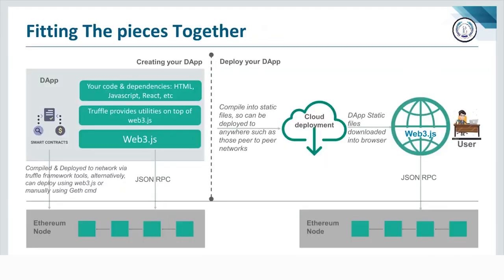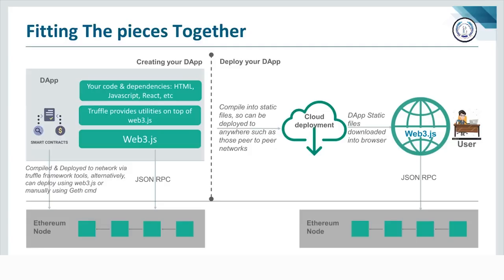Now let's see how all these pieces fit together. So far, we've seen the various tools required to build an Ethereum Dapp using Solidity. Now let's see how these tools actually interact with the blockchain when you try to create and deploy your Dapp on the Ethereum network. So basically, a decentralized application front end can be made using any web application.